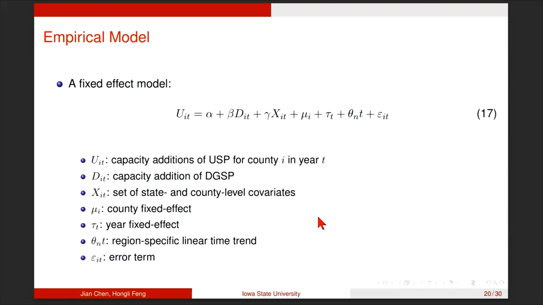UIT is the capacity additions of USB for county I in year T, and DIT is the capacity additions of DGSB for county I in year T. We also include a set of state and county level covariates that might also affect both DGSB and USB capacity additions. County fixed effects are used to control for the natural resource constraint, and year fixed effects are used to control for annual shocks that are common to all the counties in our study. We also include a region-specific linear time trend to control for things like decreasing installation costs of solar panels or advances in technology at the regional level.